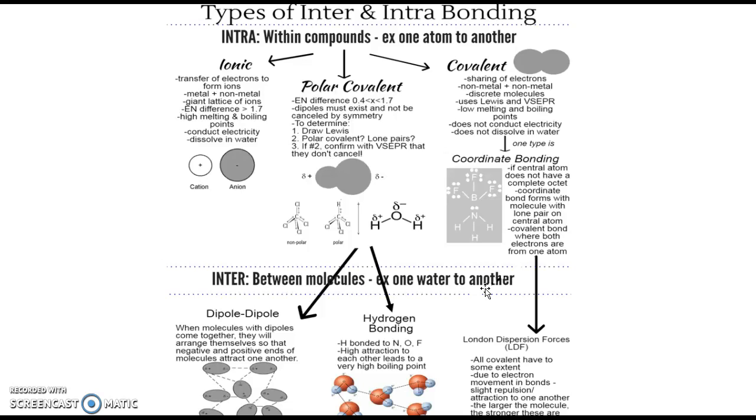So looking at this, the intra bonds, there's three main types. There's ionic and covalent, which you've heard about, but there's also polar covalent. So ionic is going to be a transfer of electrons to form ions. It's between metals and nonmetals. You form a giant lattice of ions. You have to have an electronegativity difference between the two atoms of greater than 1.7. You have high melting points and boiling points, conducts electricity, and they dissolve in water.